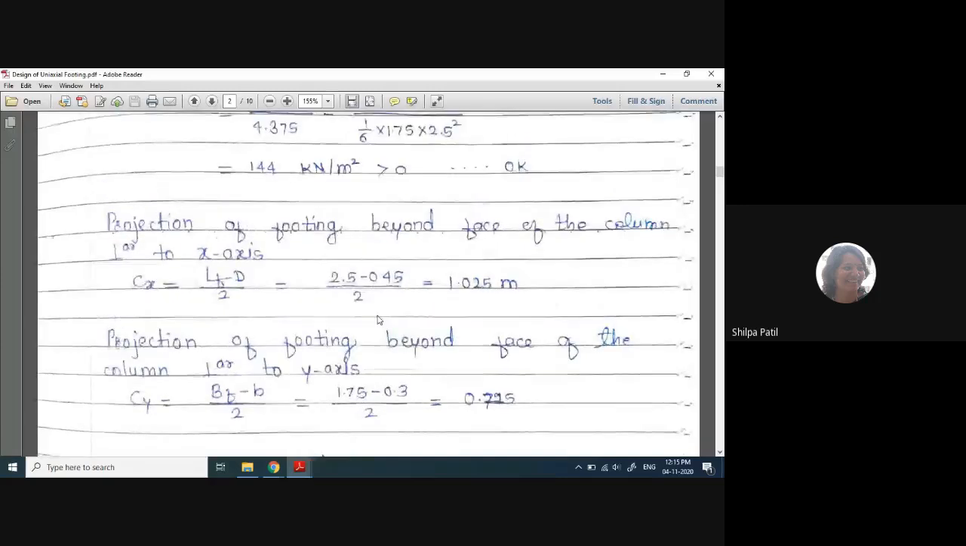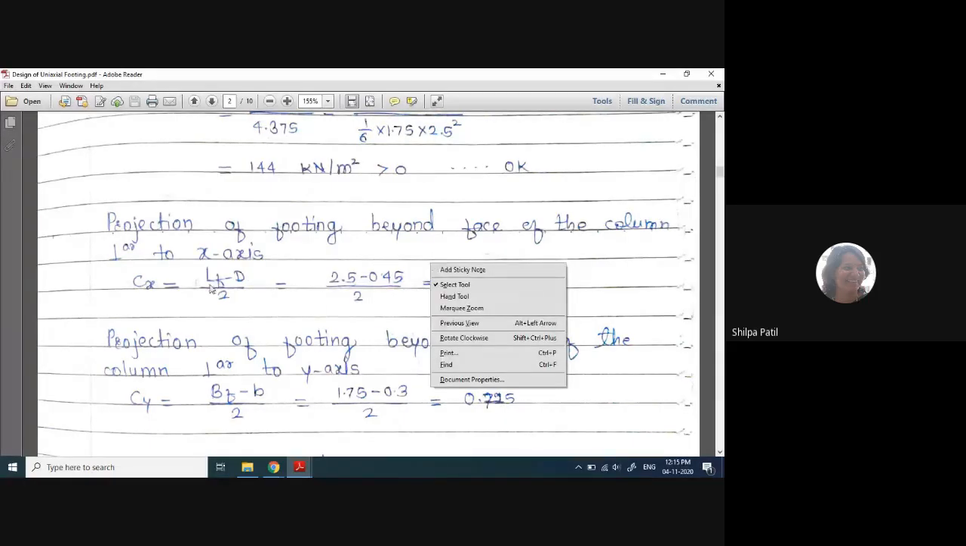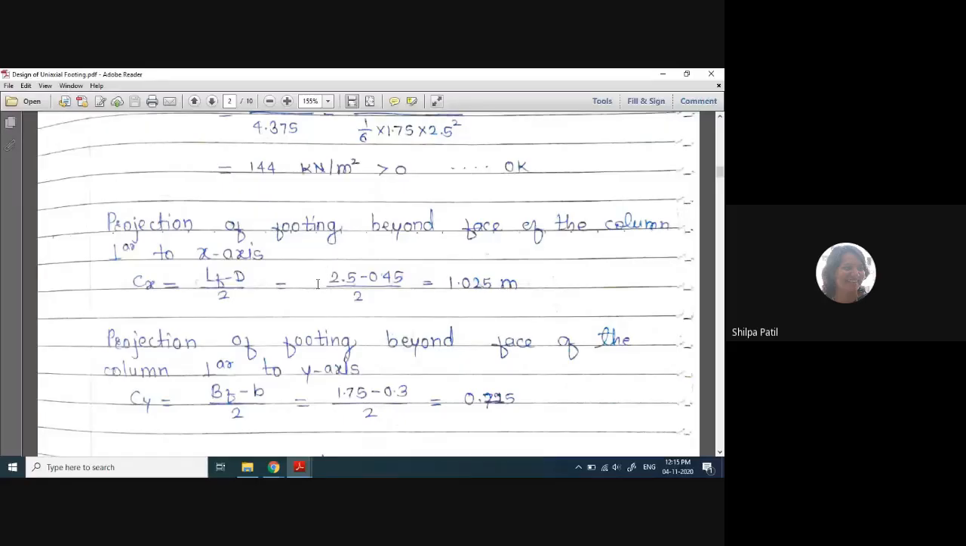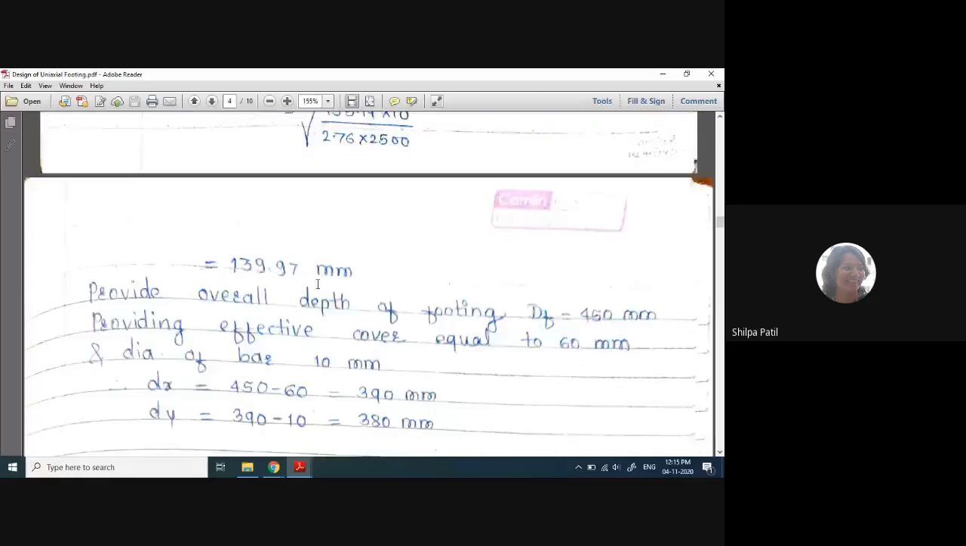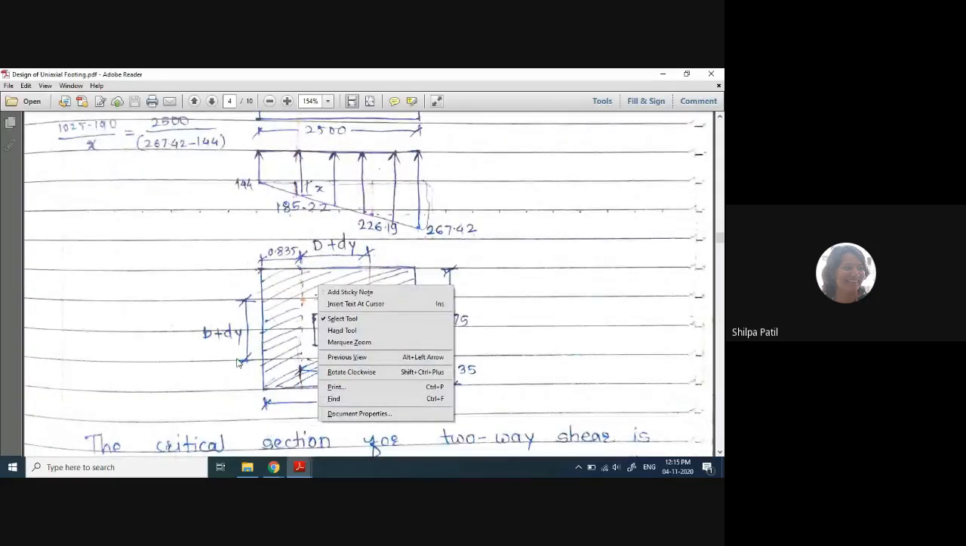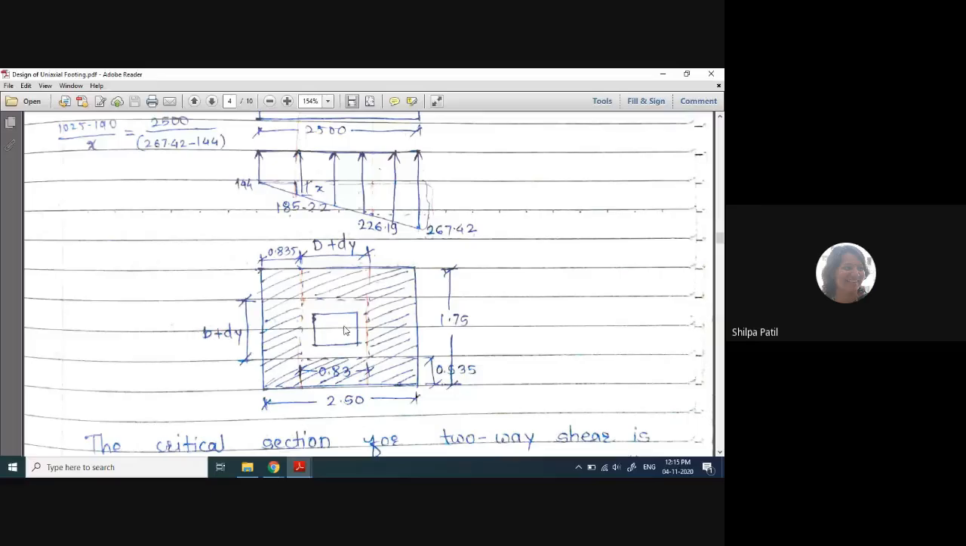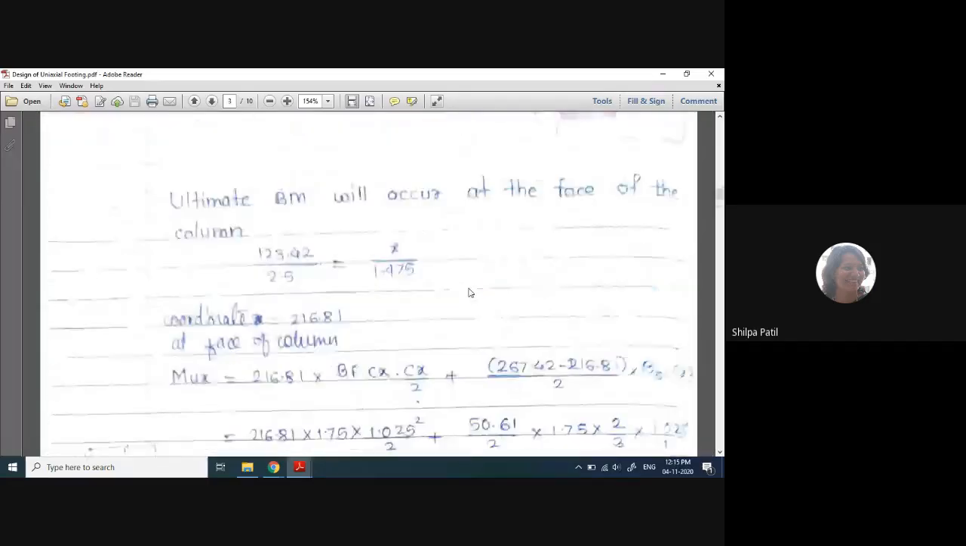Now, based on this, now we can find out what should be the projection of the footing beyond the face of the column. Okay, now these are calculated like this. We have already provided LF and BF. So LF minus D. I don't have a cross-sectional view here. So this is the LF value. LF minus D, it will by 2, it will give me the CX projection. And similarly, BF minus this B value by 2, it will give me the CY projection. So the same is calculated over here.